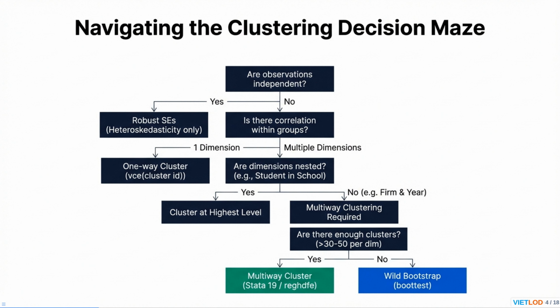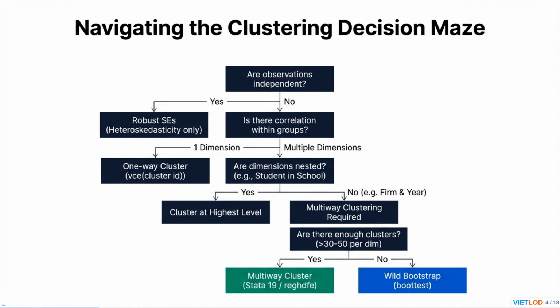This flowchart serves as a practical guide for selecting the appropriate standard error adjustment method for your econometric analysis. We begin by asking a fundamental question: are your observations independent? If the answer is yes, then you may only require robust standard errors to account for heteroscedasticity. However, if observations are not independent, indicating correlation within groups, we proceed to the next step. Next, we determine if this correlation exists along a single dimension or multiple dimensions. For a single dimension, a standard one-way cluster is often sufficient.